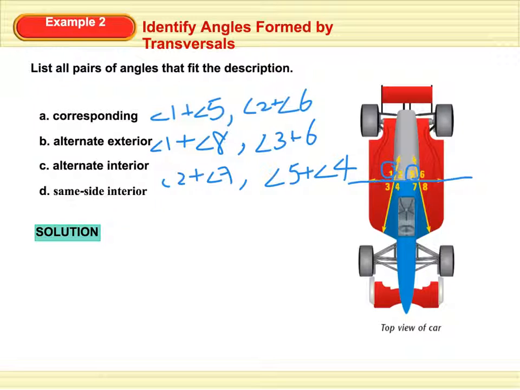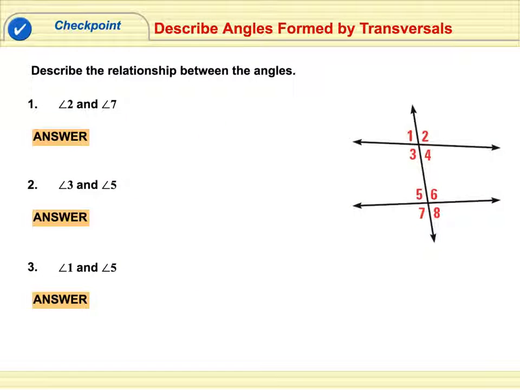Last one, same side interior. Again, interior is 2, 5, 4, 7. So if I'm looking at the same side, I have 2 and 5. And then I have 4 and 7, angles 4 and 7 as the last pair. Okay, so that's how we identify angles formed by a transversal.